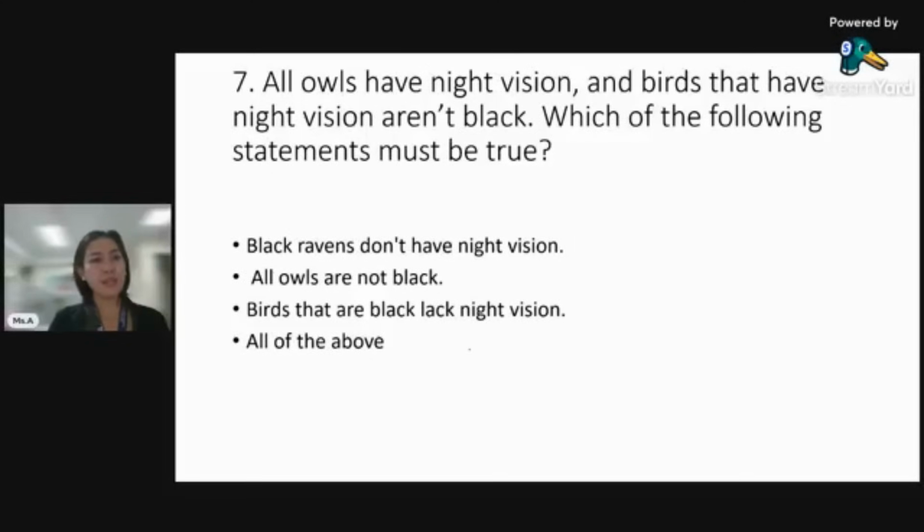Okay. And then this one, all owls, okay, ang lahat ng mga kwago, meron silang night vision. Okay? And then, ang mga birds na meron pong night vision, they are not black.